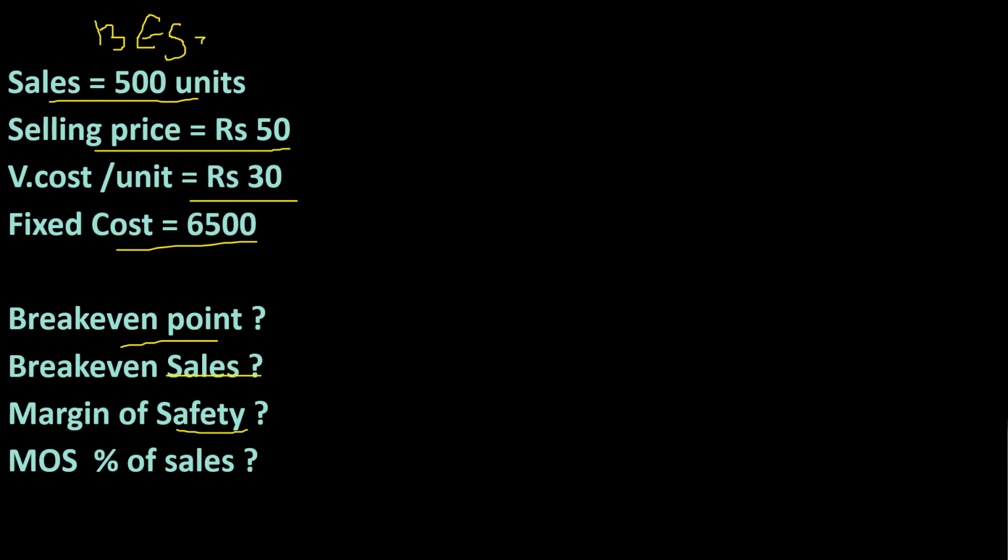If I'm manufacturing a shirt and the cost of the shirt is 200 for me including all the cost, and I'm selling this for rupees 200, so my selling price is 200 and the cost price is also 200. So in this case there is no profit and no loss for me. So the break-even sales is where there is no profit and no loss.